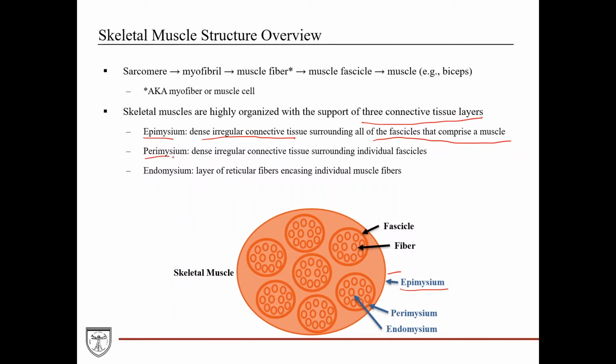Then it goes further. You have the perimysium, which helps separate out these fascicles. It helps bundle all these myofibers together to form the fascicle. This again is dense, irregular connective tissue. Then you have the endomysium, which is a layer of reticular fibers encasing individual muscle fibers, which again are also known as muscle cells and myofibers.